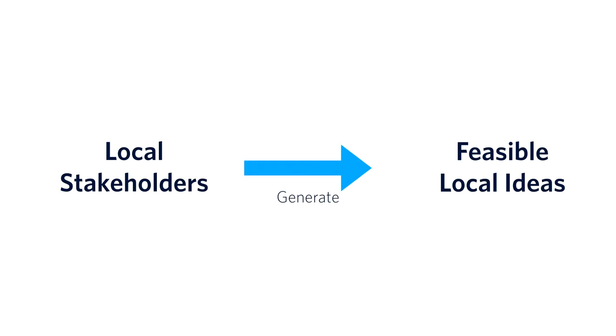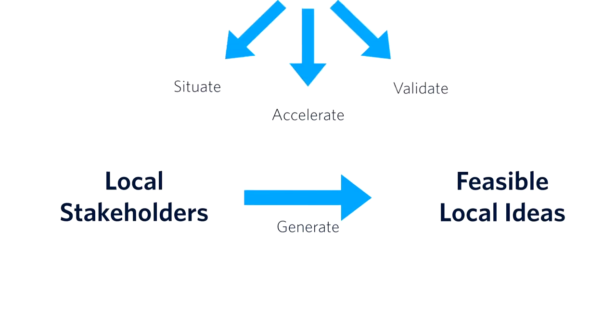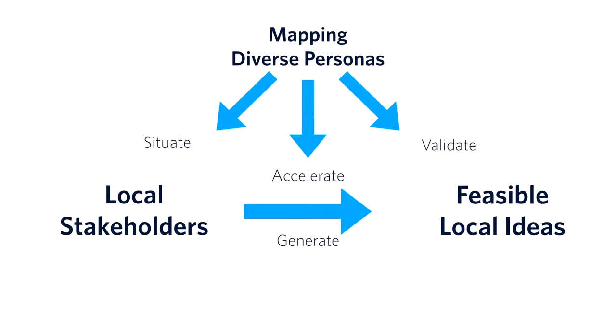And the idea behind this is that participants in the community are able to absolutely generate feasible local ideas, but those personas in our process help situate stakeholders in the context of different people. That helps accelerate the ideas, and further it helps validate. So will our current tools work? Will our current clinics work? What can we do to change them? And then we validate that against the individual personas or people.